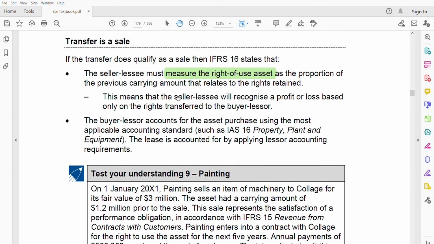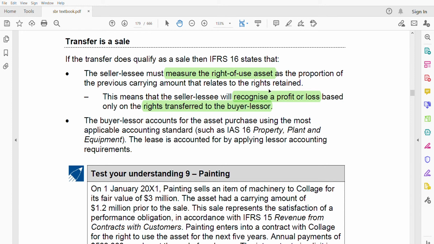This means that the seller-lessee will recognize a profit or loss based only on the rights transferred to the buyer. He has to recognize a profit or loss because he's selling to the lessor, but only on the rights transferred to the buyer or lessor. For that right transferred, you are recognizing a profit or loss.